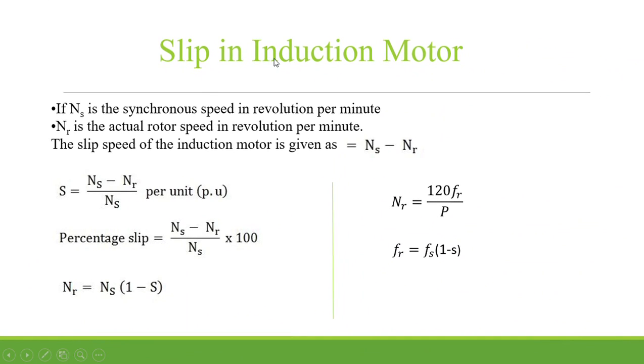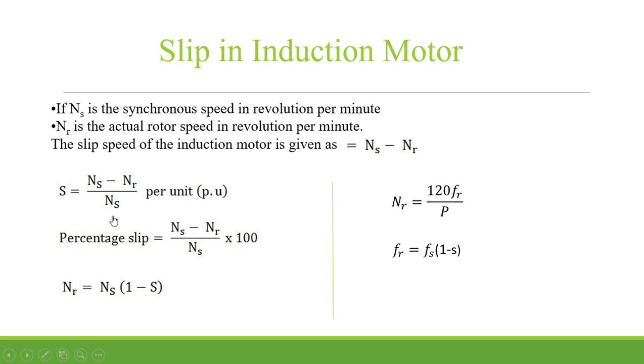So let us recall what slip in an induction motor was. In our induction motor, the rotating magnetic field generated in it will rotate at synchronous speed. Suppose ns is the synchronous speed in revolutions per minute, then it is given as 120 fs upon p, where fs is the supply frequency and p is the number of poles of the machine. Now suppose nr is the actual speed of the rotor, so the slip speed of the induction motor will be given as ns minus nr, and the slip will be given as (ns minus nr) divided by ns.